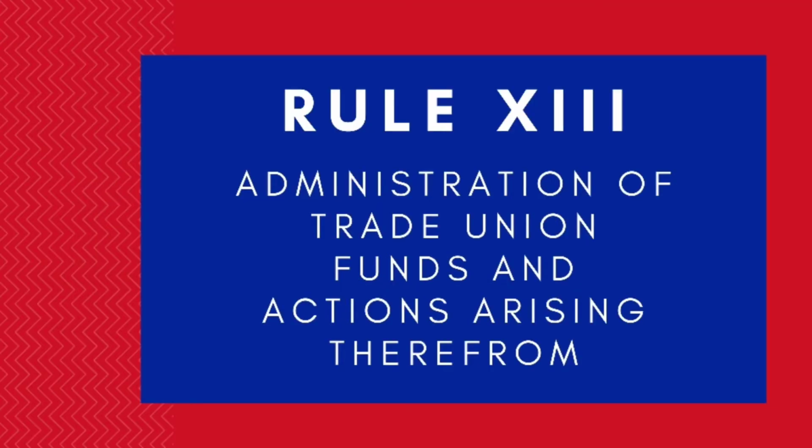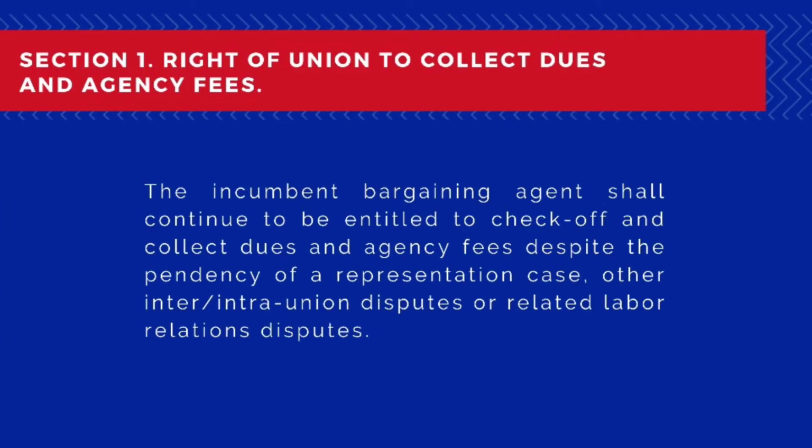Rule 13. Administration of trade union funds, and actions arising therefrom. Section 1. Right of union to collect dues and agency fees. The incumbent bargaining agent shall continue to be entitled to check off, and collect dues and agency fees, despite the pendency of a representation case, other inter- or intra-union disputes, or related labor relations disputes.